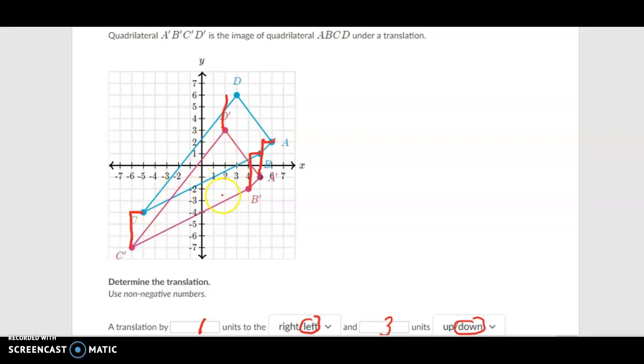so that the image, the prime figure, here we're moving A, B, C, D to A prime, B prime, C prime, D prime. And again, this is the image. It is what results from moving this original figure under the translation we're describing below. If you still have any questions, let me know.